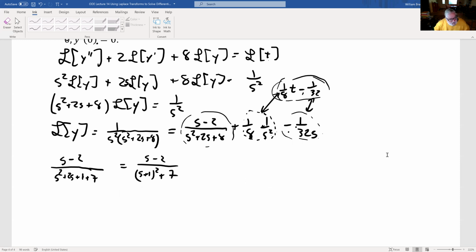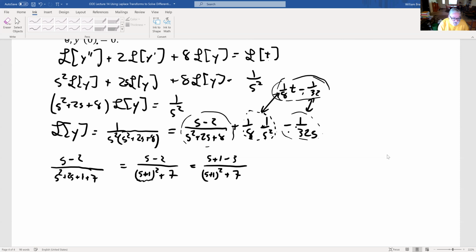So this is beginning to look like a shifted cosine and sine term. The s plus 1 here, a shift in the s domain, corresponds to multiplication by an exponential in the time domain. So that'll give us an exponential. To be able to get that to work, though, we'll need to have an s plus 1 in the top as well.